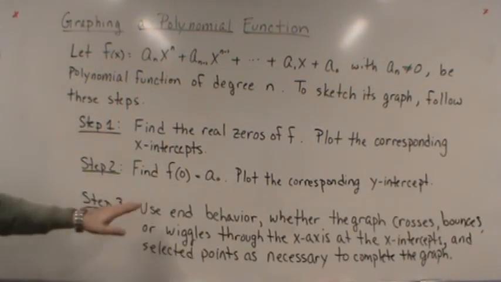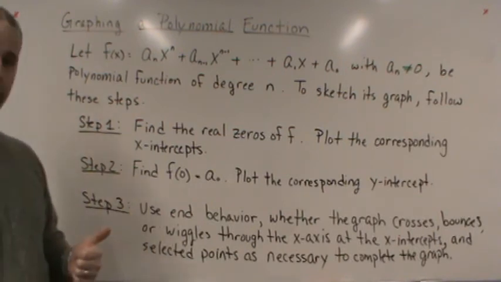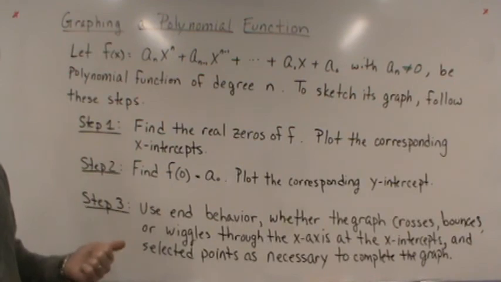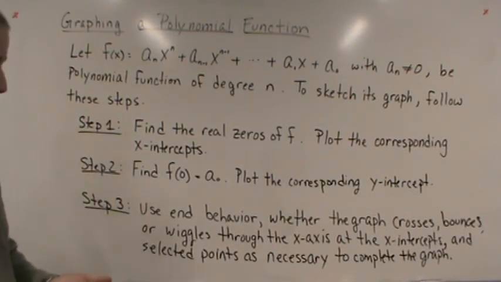And then step 3 is the end behavior. What is it doing at the intercepts? Is it bouncing, is it crossing, or is it wiggling through the x-axis? And then any additional points that we need to plot.